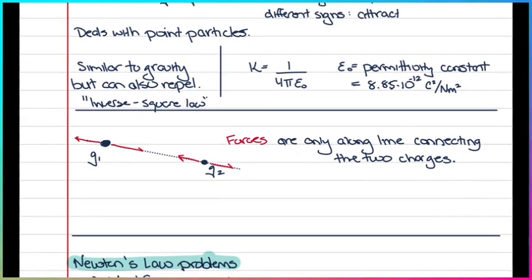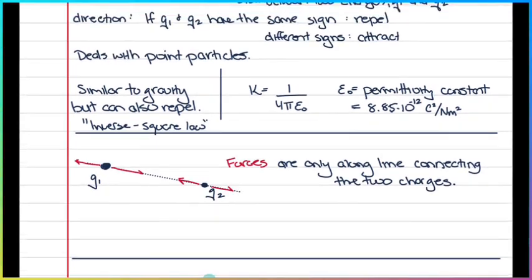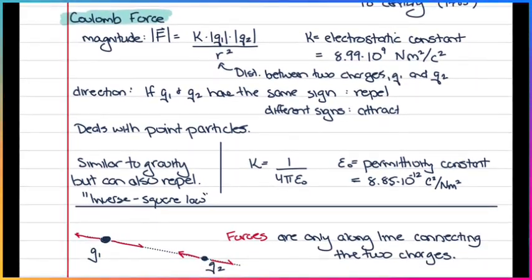I say this because we will see that the magnetic force actually does not have this property. The magnetic force will operate perpendicular to this line. Okay, so we've seen this before in the sense of how an inverse square gravitational force law operates. So conceptually, a lot of that can carry over.